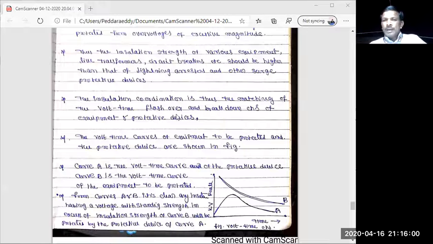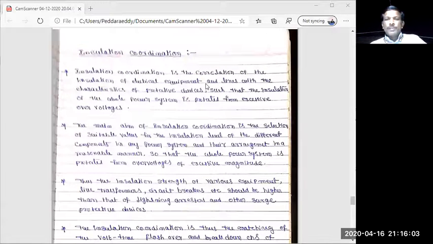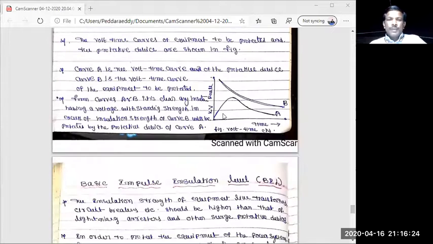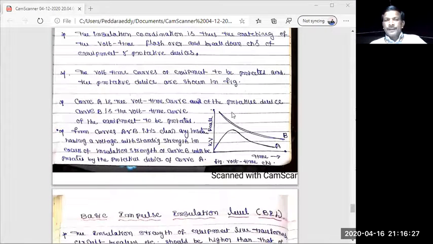When you observe the first paragraph, insulation coordination is the correlation of the insulation of electrical equipment and protective device. So the correlation between electrical equipment and protective device. Okay, so when we observe this volt-time characteristic diagram, the volt-time curves of equipment to be protected and the protective device are shown in the figure. Curve A is the volt-time curve of the protective device.